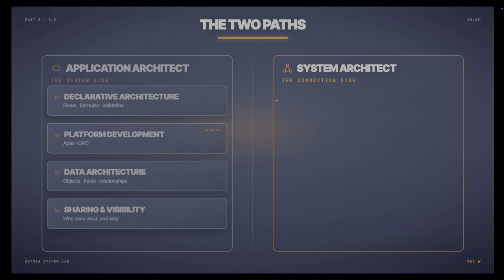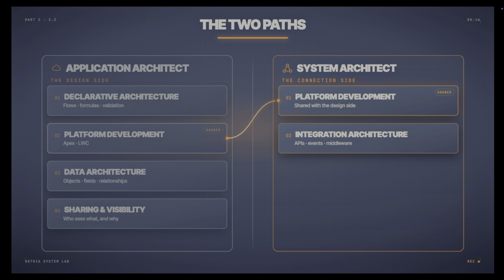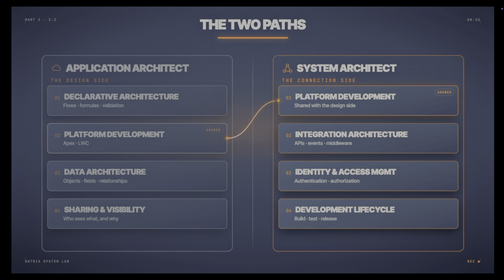The system architect path, it also covers 4 areas. Platform development, shared with the application path because code on the platform serves both sides. Integration architecture, how Salesforce connects to other systems through APIs, events, and middleware. Identity and access management, how users authenticate and what they're allowed to do. And development lifecycle and deployment, how the solution is built, tested, released, and evolved over time. The system architect works in between.